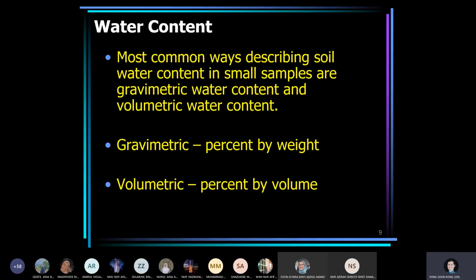So I'm going to move on to water content. Next, we're going to learn what kind of ways we can determine the content or the percentage of water. Now there are two ways you can describe water content in soil. Number one, the easiest way, is by weight percentage. So you just calculate the weight loss after drying. Before drying, you weigh it using a balance, and after drying, you weigh it again and see what is the difference.